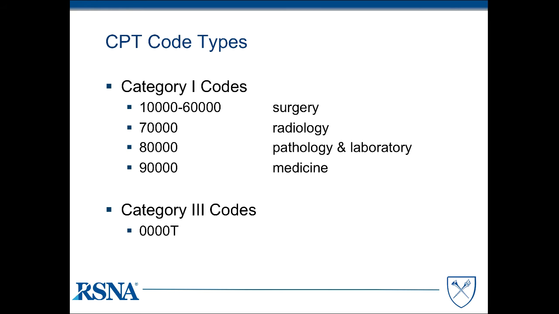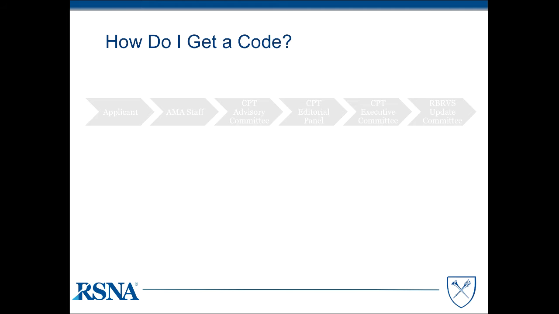And back to diagnostic radiology, which is in the 70,000 series of the book. A 1-view chest, 71010. A 2-view chest, 71020. Again, the point is not to memorize these codes, but to recognize that they are very specific and procedure dependent.